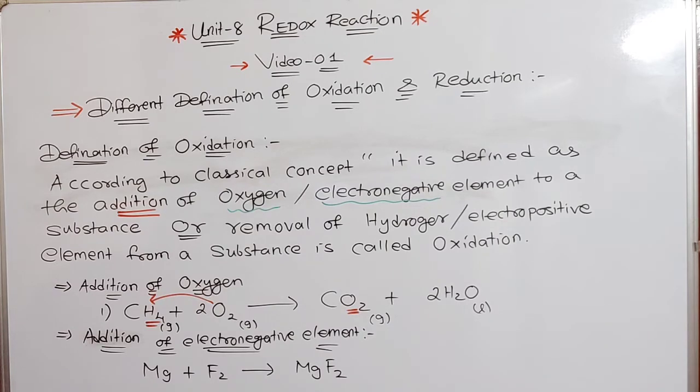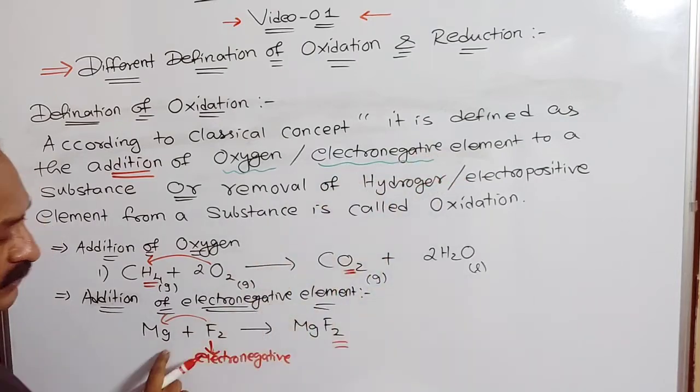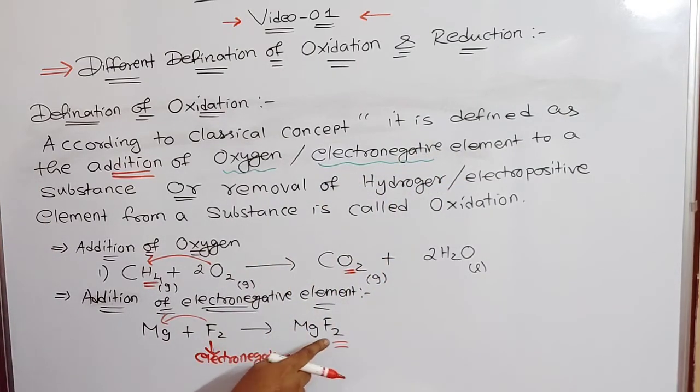Now you will ask, what is electronegative? According to the concept we have studied, fluorine is electronegative. Clear? So fluorine is added to magnesium. So addition of an electronegative element to a substance, here magnesium, is called oxidation. Understood? Here fluorine is electronegative, which is added to magnesium.